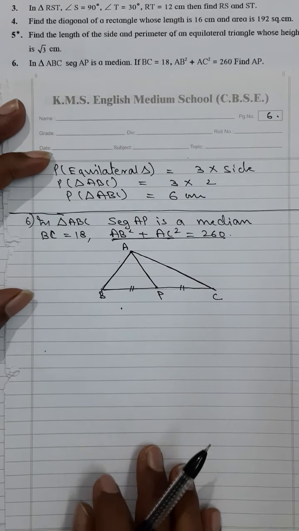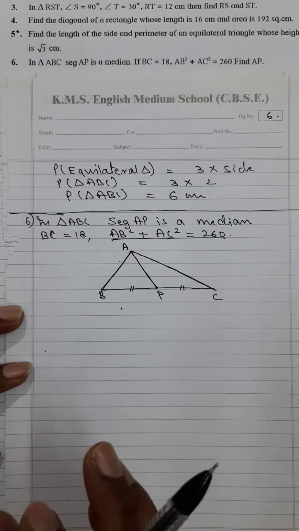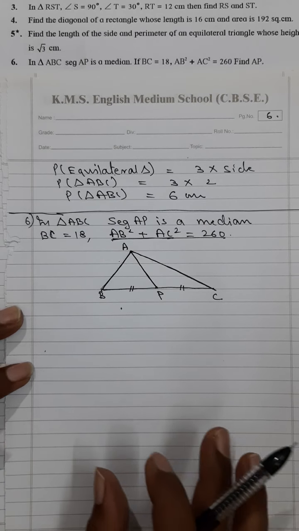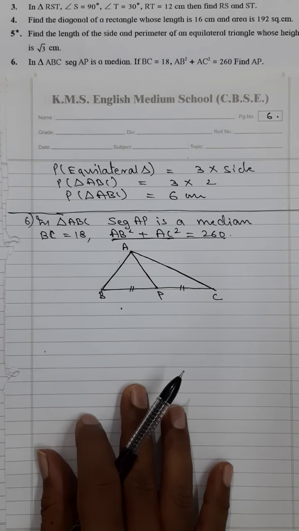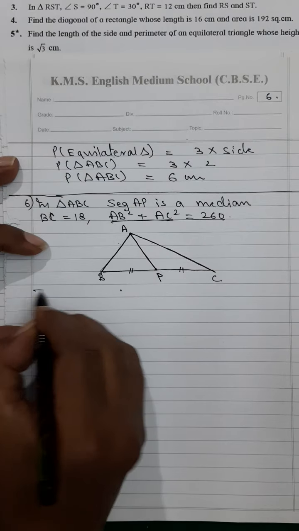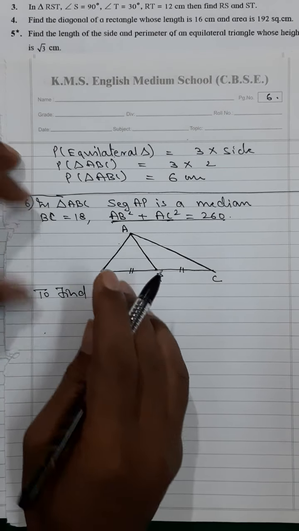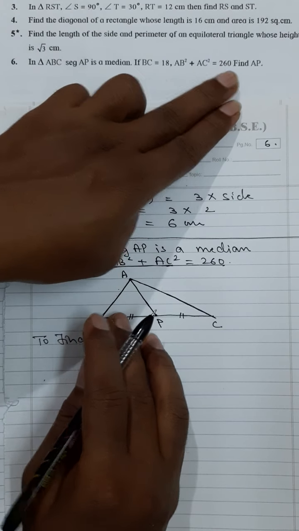Basically AB square plus AC square is given to you as a whole value. This is one of the favorite questions, my dear students, that the value of AB square plus AC square is given, and then you have to use the Apollonius theorem. So here you have to find AP.